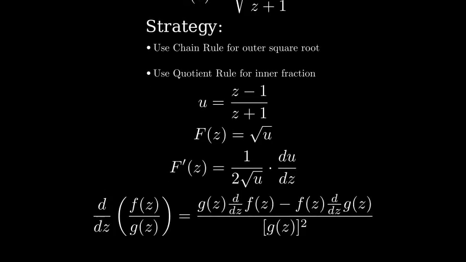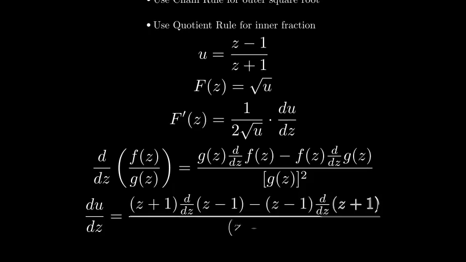The quotient rule states that the derivative of a fraction is the denominator times the derivative of the numerator, minus the numerator times the derivative of the denominator, all over the denominator squared. Let's apply this to our fraction. Let's evaluate the derivatives in our quotient rule.